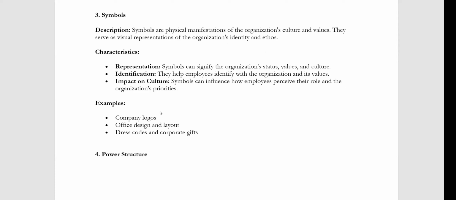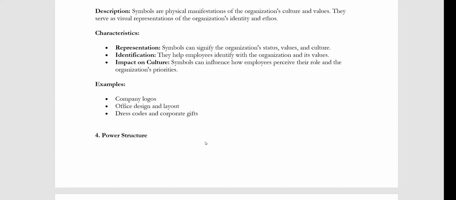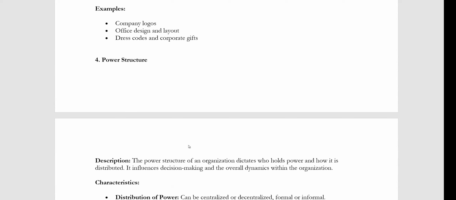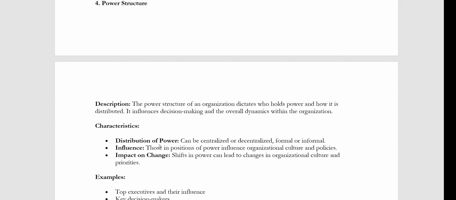priorities. So example is the logos of the company, the office design layout, the dress code, corporate gifts, and how things are positioned, like your websites and all that. They are all symbols of the company. Even the cars people use, you go to some organization, you see some particular type of cars being used there. Okay, they are all examples of symbols.